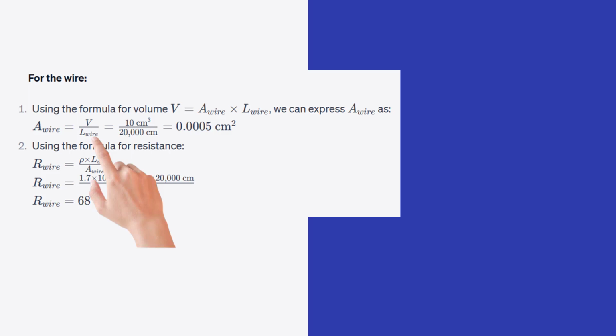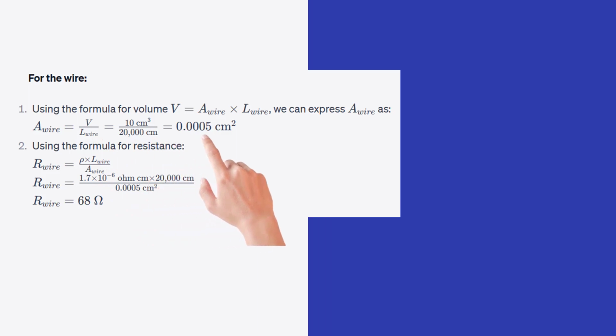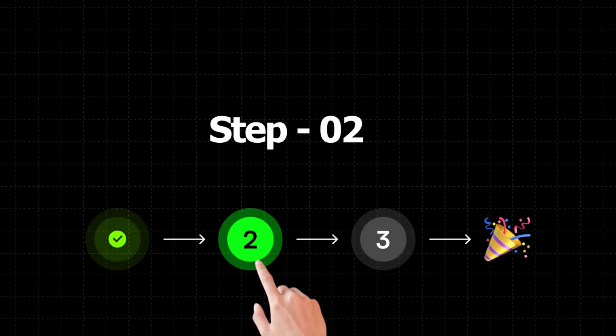We know that volume is 10 cubic centimeter and the length of the wire is 20,000 centimeter. So we will get 0.005 centimeter square. Using the formula, resistance of the wire equals rho into length of the wire divided by area of the wire. We will get resistance of the wire equals 68 ohm.